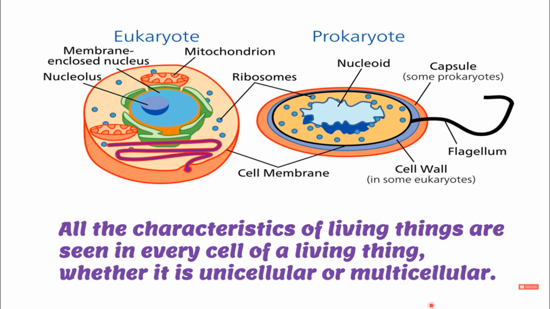So we can say that all living things show cellular structure. Cellular structure is the main characteristic of living things, even though the number of cells may vary.